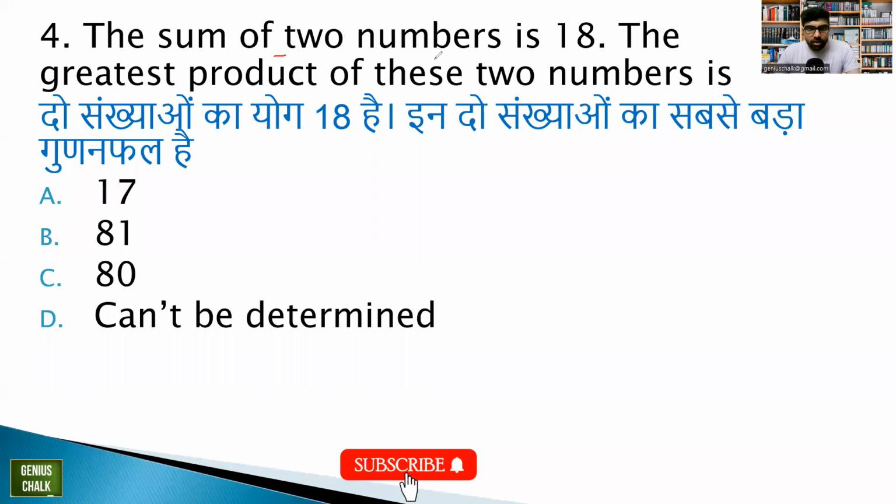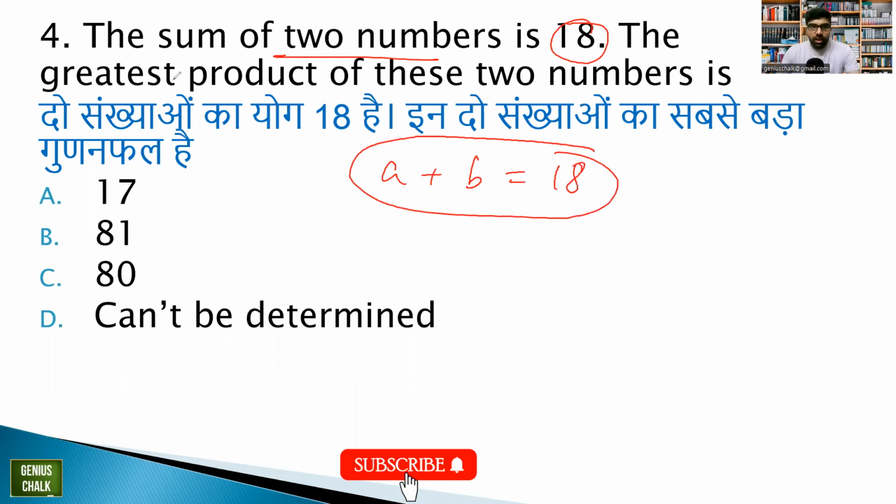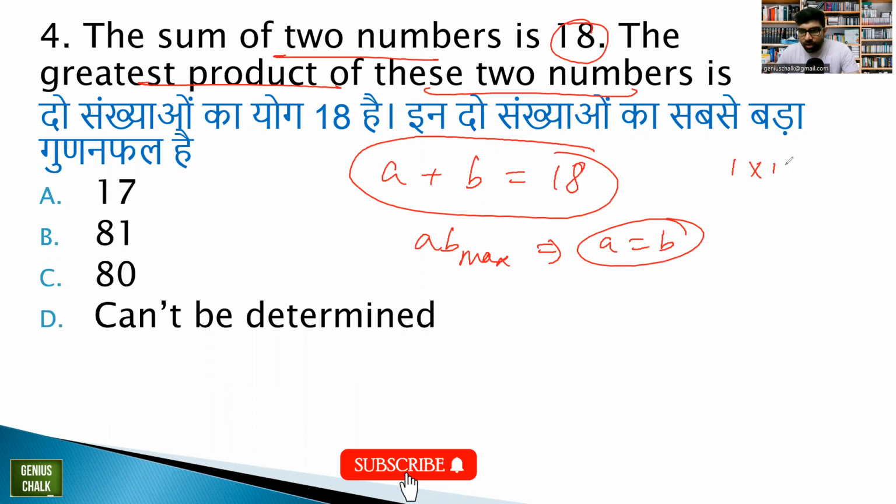It says, sum of two numbers is 18. Fine. Let's say the numbers are A and B, and their sum is 18. The greatest product of these two numbers, always remember this, whenever I need to have this product maximum, for that these numbers must be as close as possible. For example, let's understand this concept. First is, if I take one number as 1 and another as 18, I will be getting a product 18. But the point here is that it has to be the maximum product.